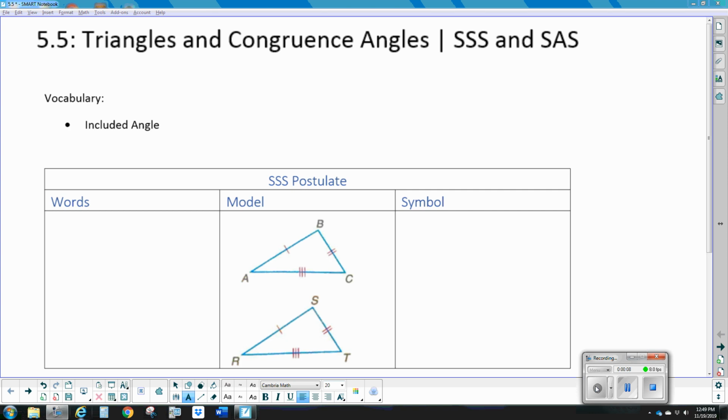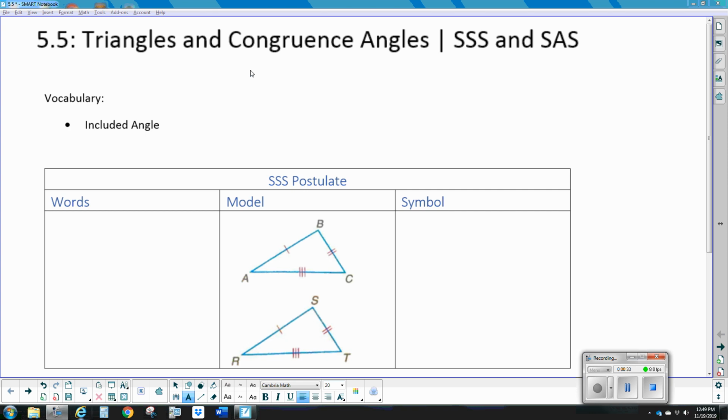And in this lesson, we're going to look at some triangle congruence shortcuts. If you remember from our previous lessons, we said that in order for triangles to be congruent, all sides and all angles had to be congruent. Now we've developed a few postulates that prove that triangles are congruent without having to show that every single side and every single angle is congruent.